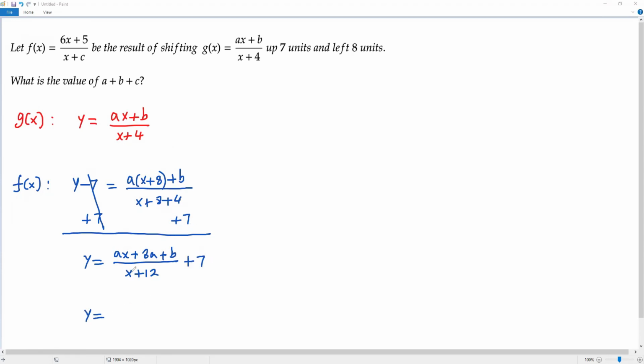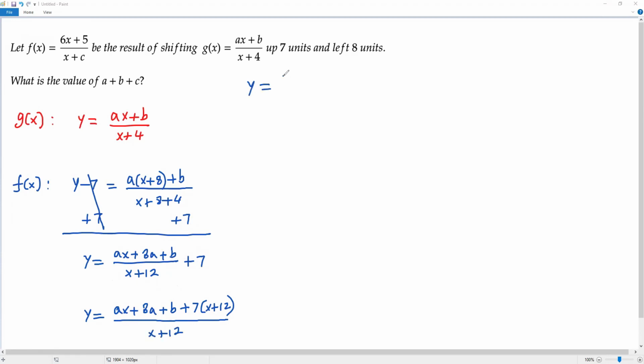Okay, y equals, here we are adding a fraction and an integer. Whenever we add or subtract a fraction and an integer, we have to multiply the integer by the denominator of the fraction. Once we are done with this multiplication, we can take x + 12 as a common denominator. That is (ax + 8a + b + 7(x + 12))/(x + 12).